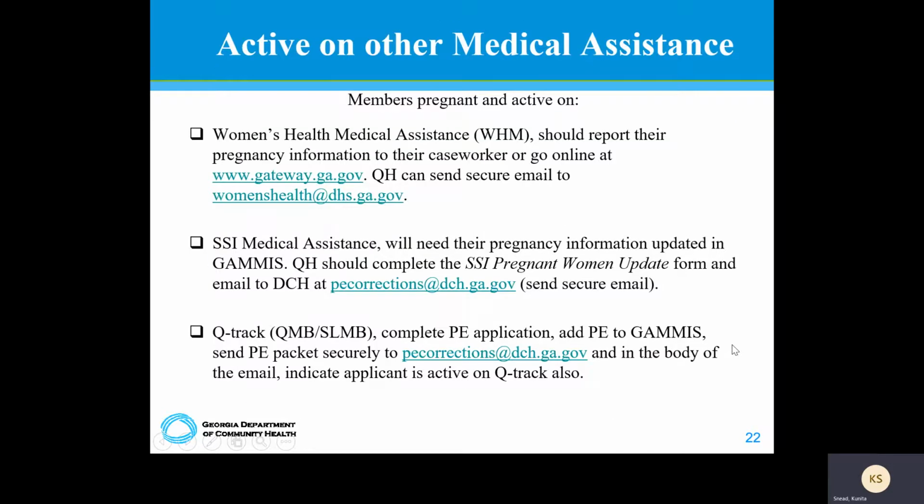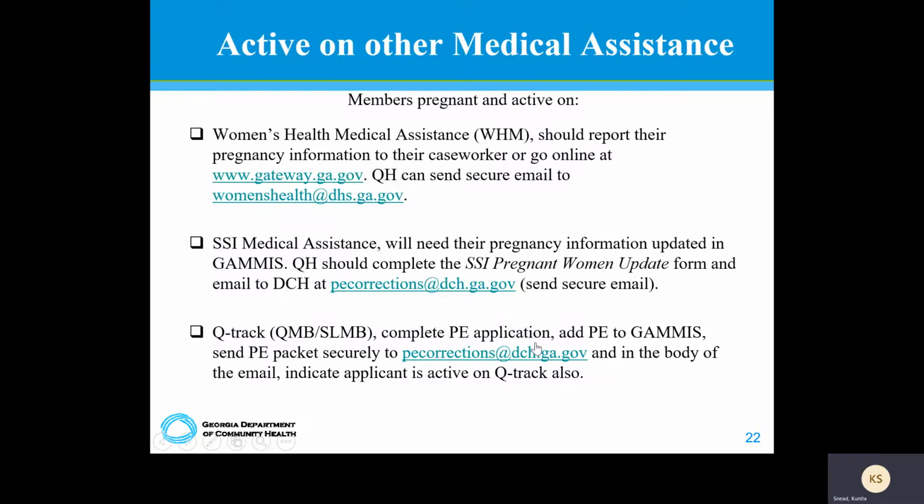If you have an individual who is pregnant and trying to apply for presumptive eligibility, and once you screen her into GAMIS it shows she's active on one of these A categories that we're going to go through, these are the steps you would need to take. If the individual is pregnant and active on Women's Health, that means she already has full Medicaid, so she just needs to report her pregnancy to DFACS or to her caseworker. That's the step you would need to take with that particular individual.